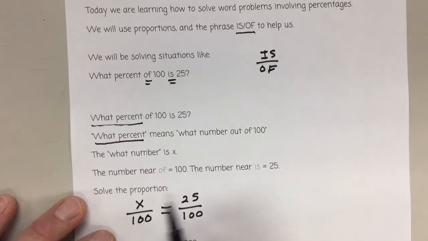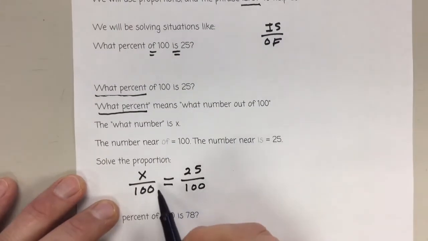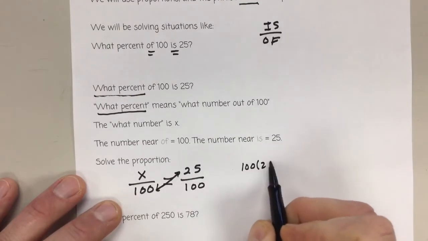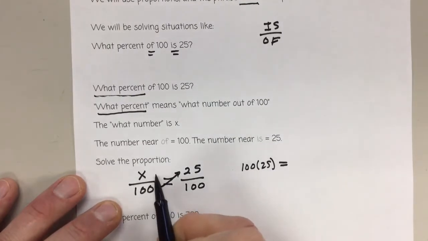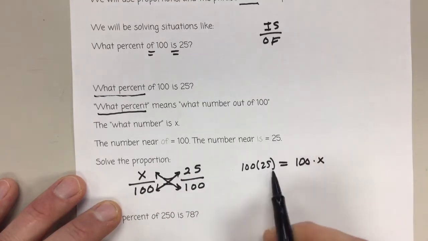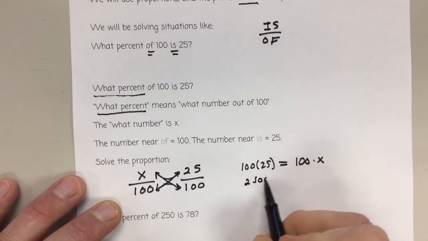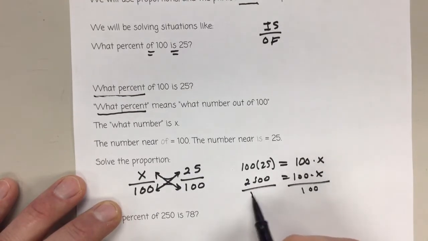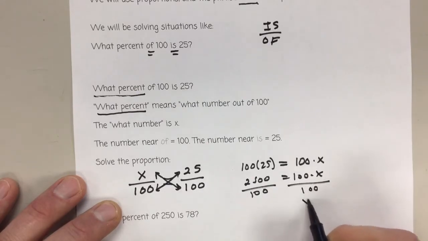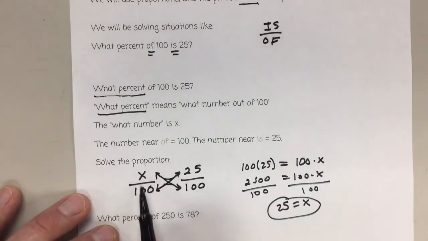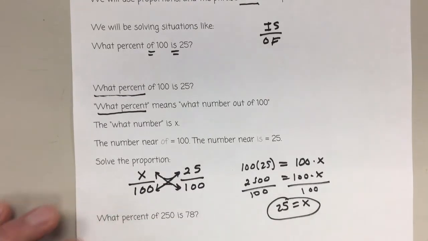So to solve a proportion, and this one's very simple, we cross multiply. So 100 times 25 is equal to x times 100. So you multiply these two together, that's 2,500. And then we divide both sides by 100. And the answer is 25. And that makes sense because 25 over 100 would be the same as 25 over 100. But it's not always going to be that easy.